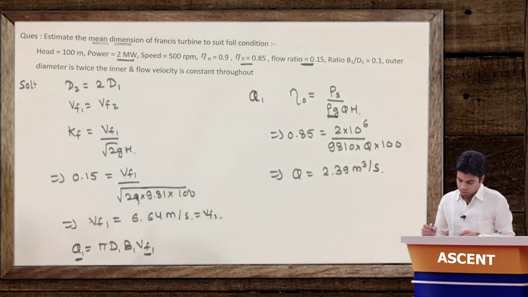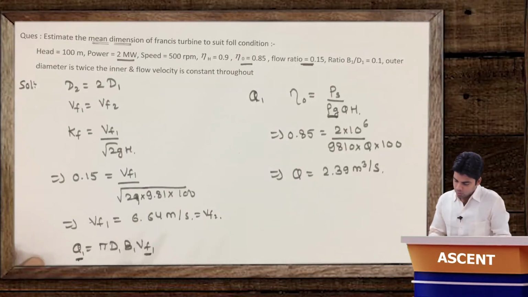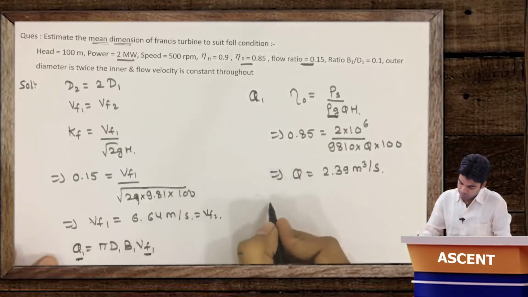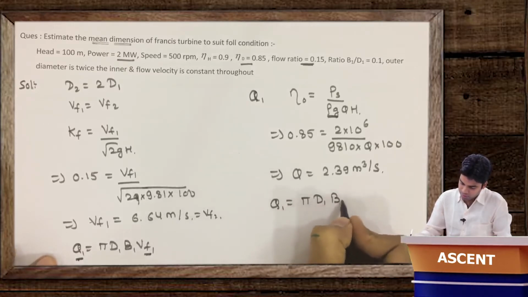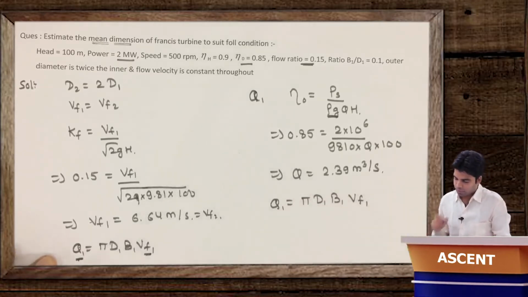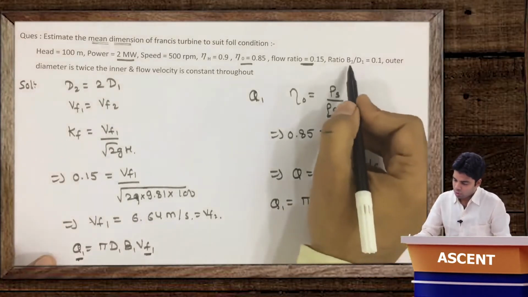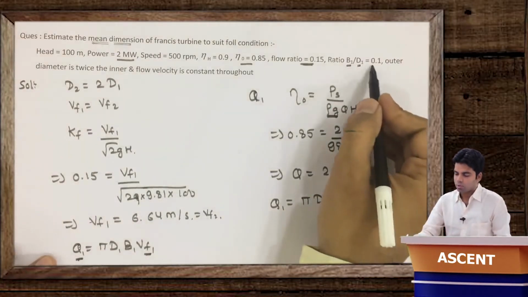Now we can come to this part. This Q1 is equal to pi d1 b1 into Vf1. Now we have the ratio of b1 by d1, which is equal to 0.1.